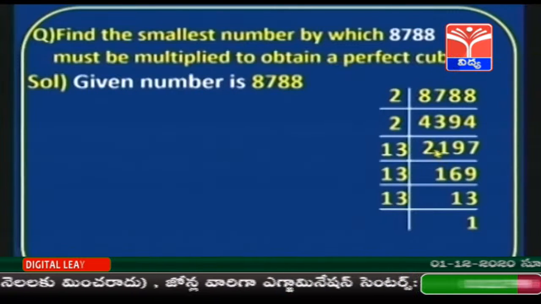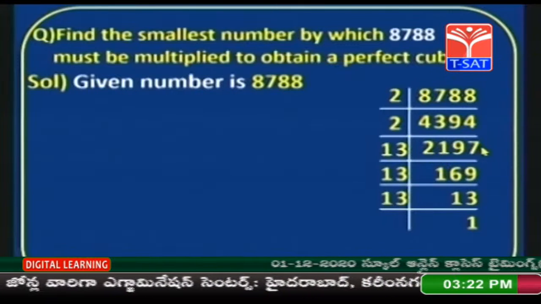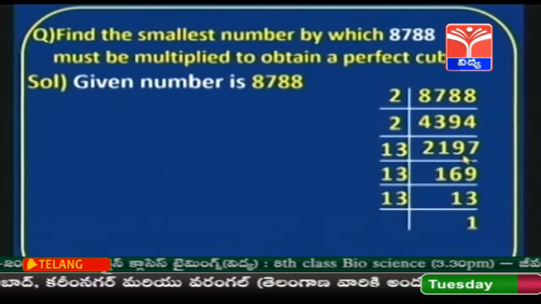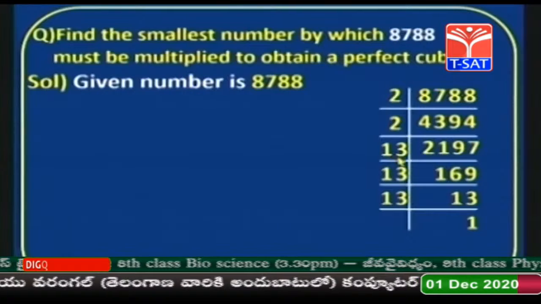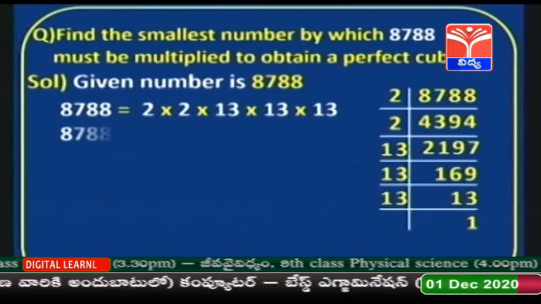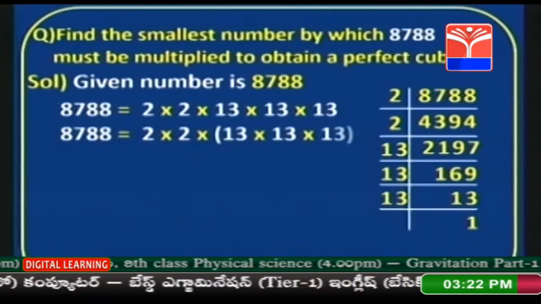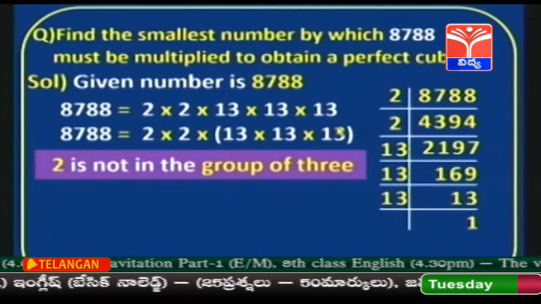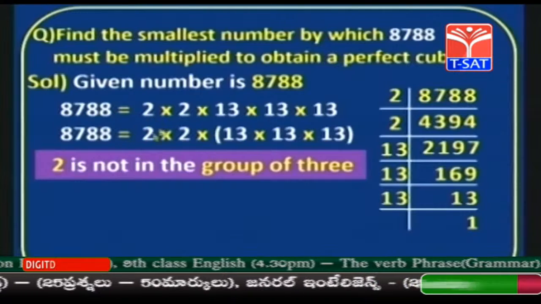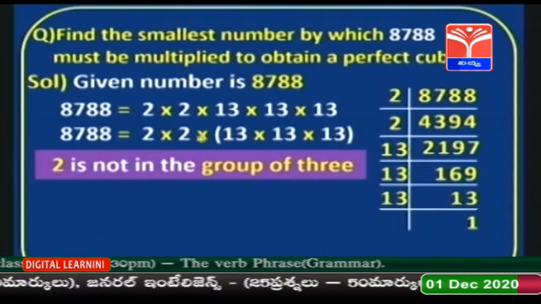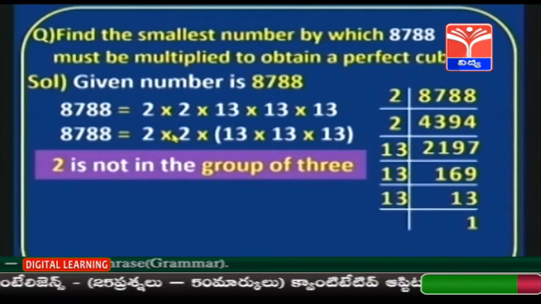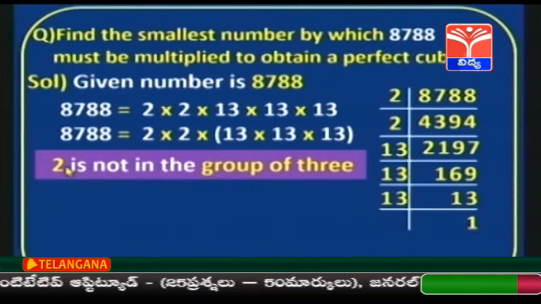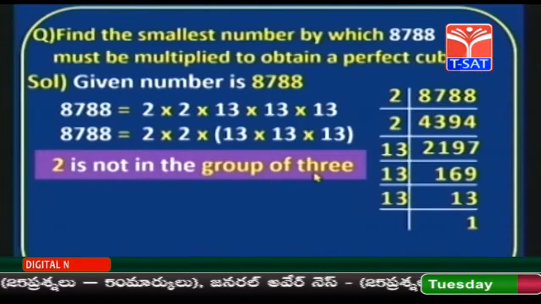Children, here 2197 is a number which is not divisible by 3, 5, 7, so 11 also. So we have to take the next number 13. So 8788 can be written as 2 into 2 into 13 into 13 into 13. So what am I doing here? I am making the group of 13, but I am unable to make the group of 2. Why? We have only two 2s. We should have three 2s, but here we have only two 2s. So what is not in the group? Yes, 2 is not in the group of 3.